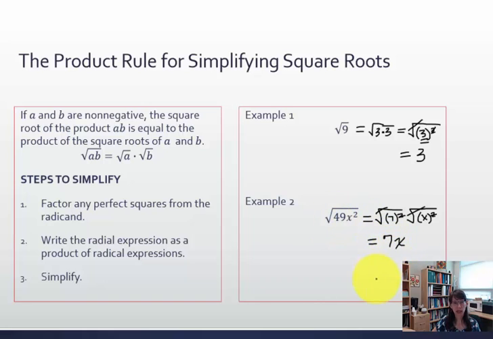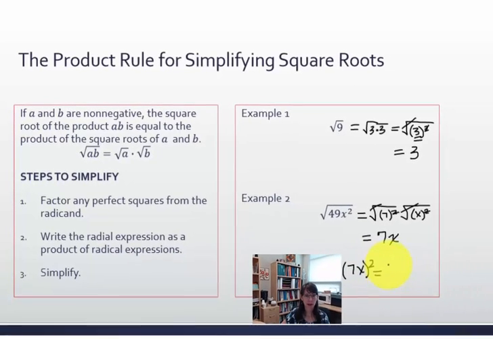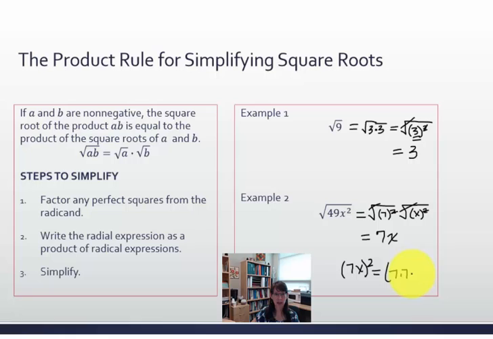In order to check the answer, you could perform the opposite operation. In the beginning, we are square rooting, so the opposite of square root is to raise to the power of 2. That means I could take the quantity 7x and square it. By doing that, I have 7 times 7 times x times x. 7 times 7 is 49. x times x is x squared. And 49x squared was the original radicand. So you can see how it's fairly simple to check your work.